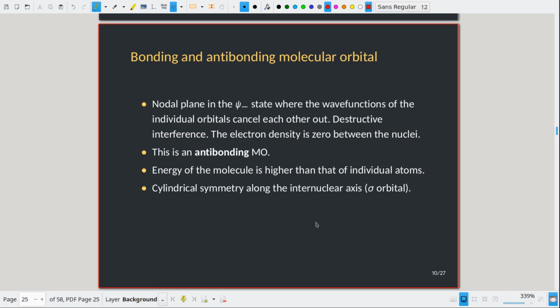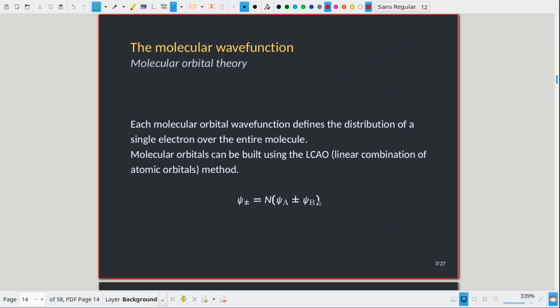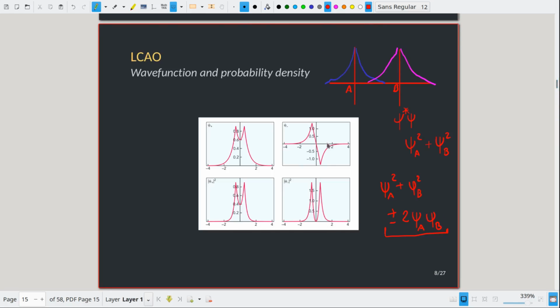So we still have the same sort of cylindrical symmetry along the internuclear axis. So again, this is a sigma orbital. This should actually be a minus sign. So the molecular orbital psi minus wave function is antisymmetrical to an inversion around the center of the molecule, and we've seen that in the graph here. We can see that this is actually antisymmetrical. So if I swap them around, I obtain the same wave function I started from, but with a minus sign.